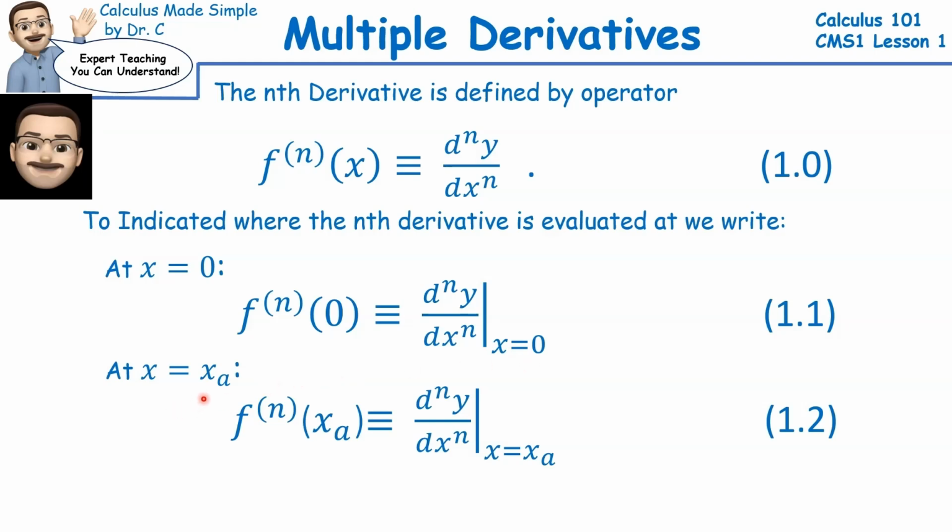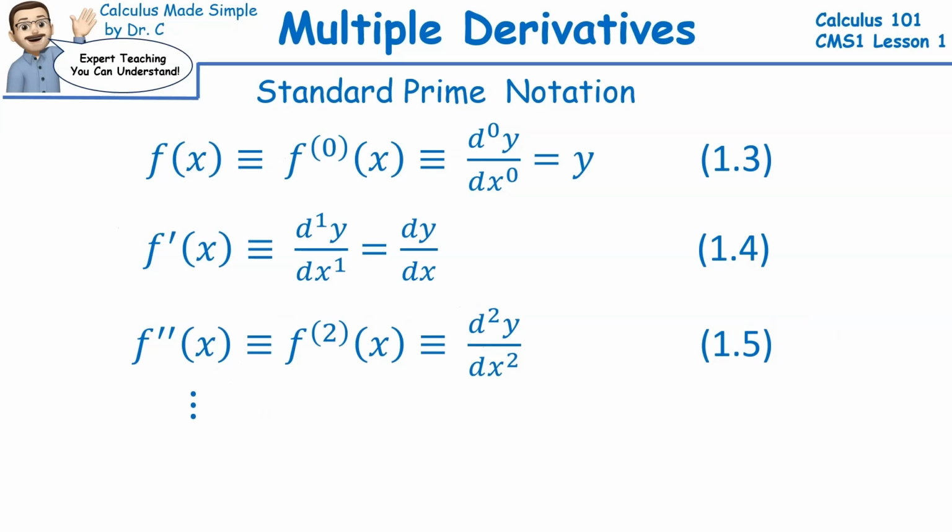If we do it at x equal a, we substitute in x sub a, and again, we use the straight bar with x equal x sub a. We use the standard prime notation. F prime is the first derivative of y with respect to x. F double prime is the second derivative of y with respect to x.